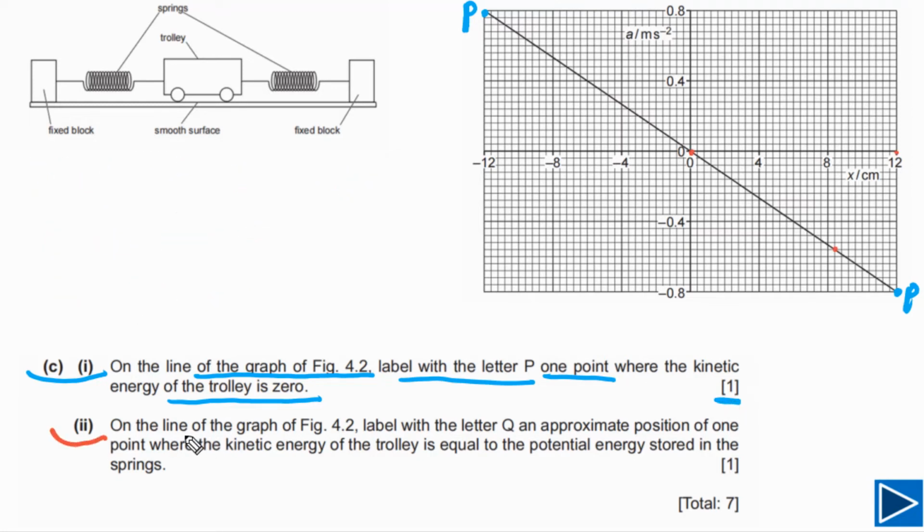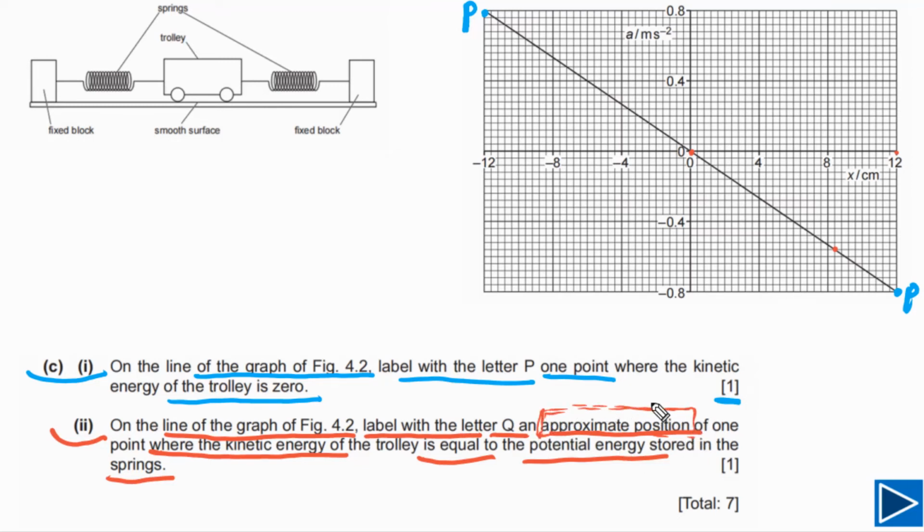For the second part, on the line of the graph of figure 4.2, we need to label with the capital letter Q an approximate position of one point where the kinetic energy of the trolley is equal to the potential energy stored in the spring. The question is asking us for an approximate position. We do not need to calculate the exact one. Simply an approximate position is acceptable.